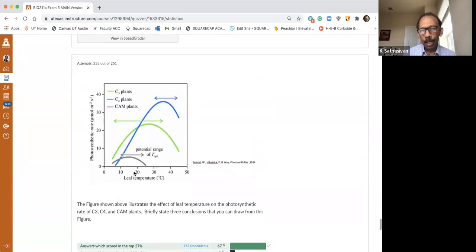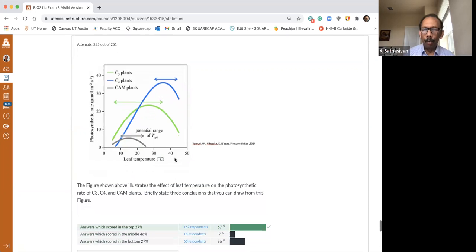This is an interesting question, and this is from discussion section quiz 10, I think, photosynthesis, but the question is different. The figure is from that. But I'm asking you, what are the 3 conclusions you can draw from this figure? You may have never seen this, but I'm glad 67% got it correct. So simply understanding the x-axis is the leaf temperature, y-axis is the photosynthetic rate.